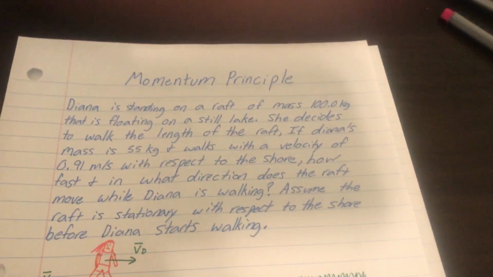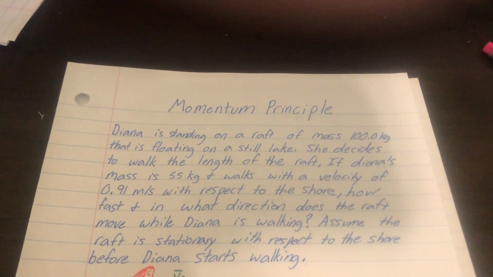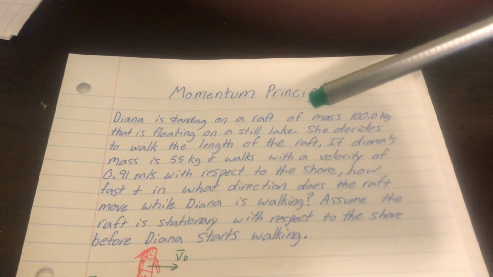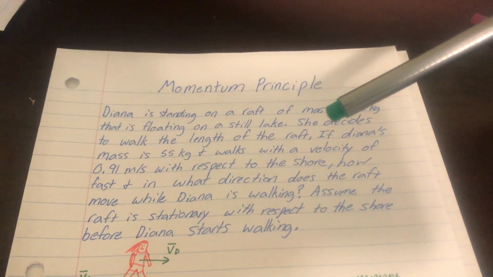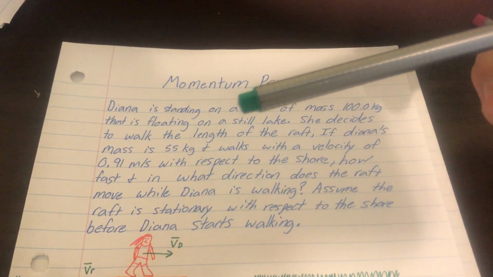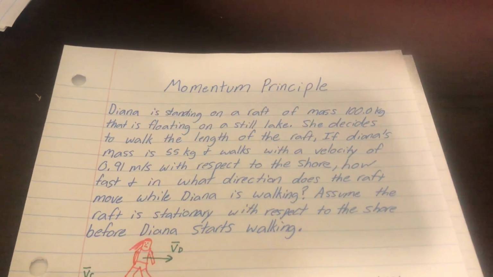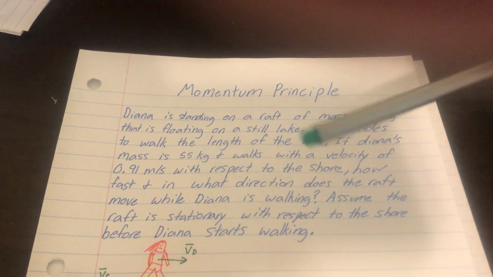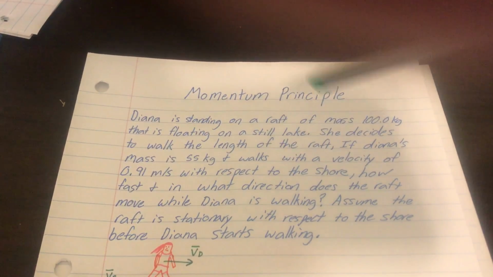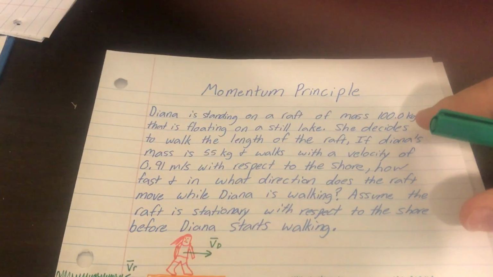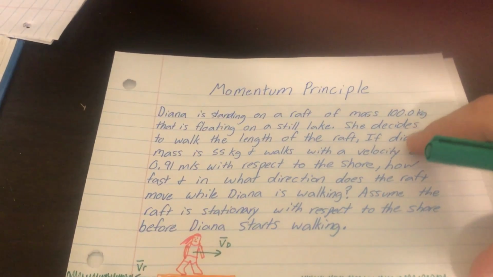Diana is standing on a raft of mass 100 kilograms that is floating on a still lake. She decides to walk the length of the raft. If Diana's mass is 55 kilograms and she walks with a velocity of 0.91 meters per second with respect to the shore, how fast and in what direction does the raft move while Diana is walking? Assume the raft is stationary with respect to the shore before Diana starts walking.